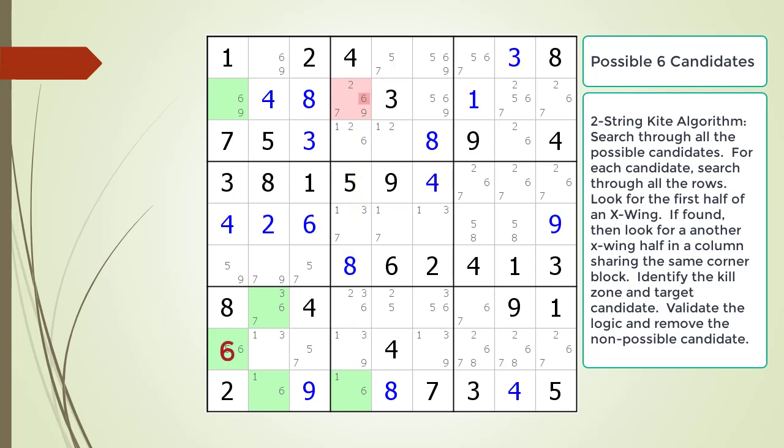The third scenario is we have a 6 in cell 8,1 as shown. Having a 6 in cell 8,1 means the other two possible 6 candidates in block 7 are non-possible as shown with X's. Having a 6 in cell 8,1 also means there cannot be a 6 in cell 2,1 as shown with an X. Because there is an X in cell 9,2, this means there must be a 6 in cell 9,4 as shown. Having the 6 in cell 9,4 means our target candidate in our kill zone is killed as shown.